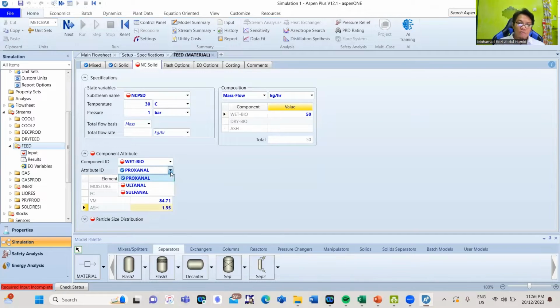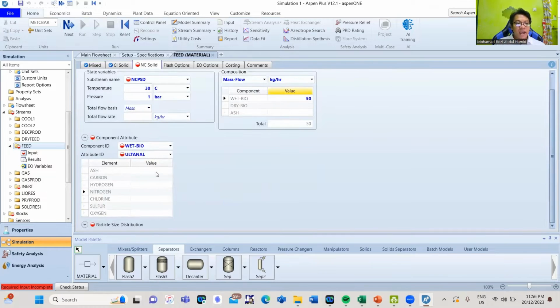Now you click here, and you will need to specify the ultimate analysis. Ash should be 1.35, the same, so just type 1.35. Carbon is 47.67. Hydrogen is 6.86. Nitrogen is 0.13. Chlorine is 0. Sulfur is 0.01. Oxygen is 43.98. Now you have specified your ultimate analysis.